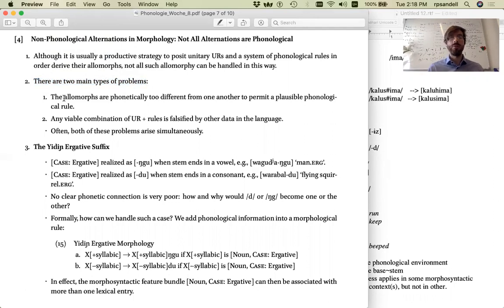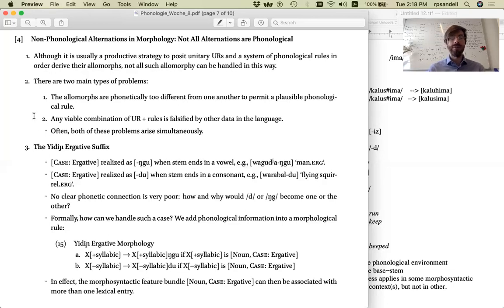One are instances in which the different allomorphs are phonetically so different from one another that it's implausible to use a phonological process to derive one allomorph from the other. And secondly, sometimes any conceivable combination of an underlying representation plus some phonological rules is falsified by other data in the language. And sometimes both problems are present at the same time.